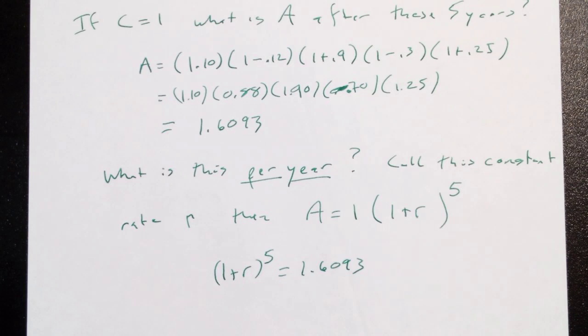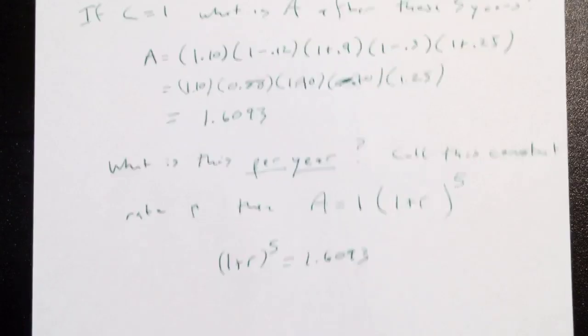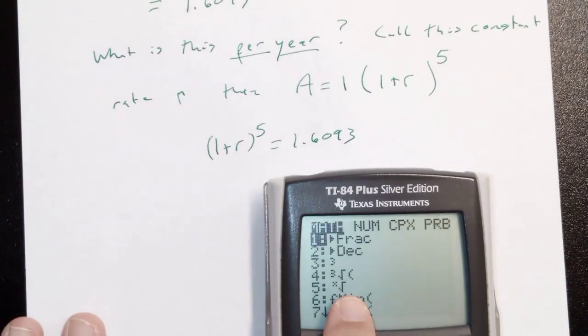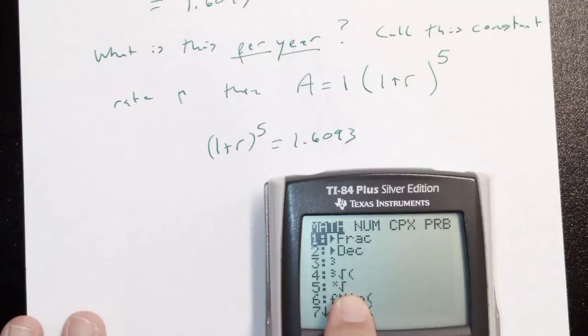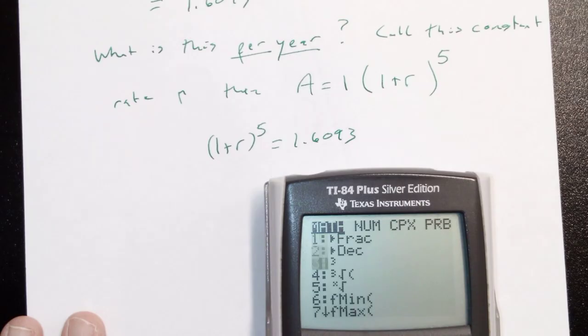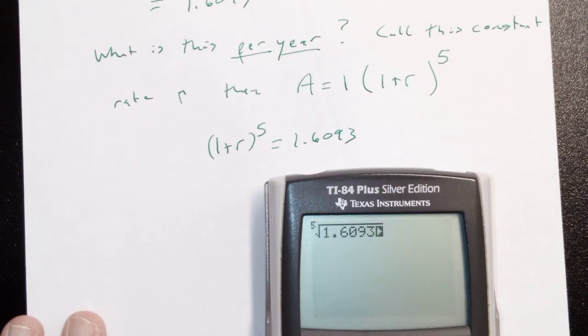There is no fifth root button on the calculator. There are 2 different ways to do this. You could raise it to the 1/5, or you could use the nth root button, which is hiding under the math pile. Math, there's a root with an X in front of it, so you can compute it that way. So you can go, I want the 5th root of 1.6093, which really tells me I made just shy of 10% a year.